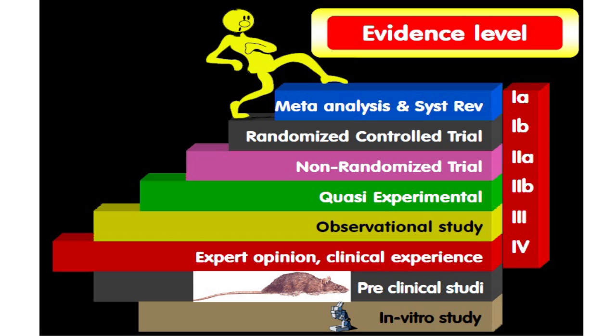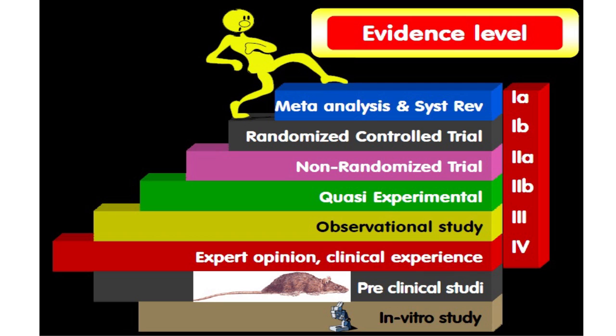All the evidence must be made based on randomized controlled clinical trial. Level 2A is non-randomized trial. Level 2B is quasi-experimental. Level 3 is observational study, such as cohort, case control, cross-sectional study. And level 4 is expert opinion or clinical experience.